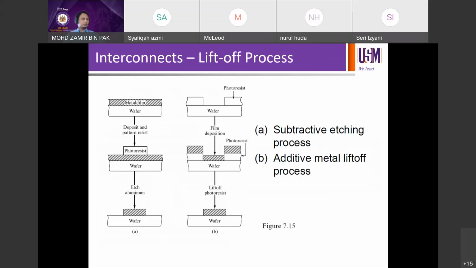Interconnects. For interconnects, some processes require lift off. Okay, lift off process. To be able to do this, you have two options. Looking at A on the left, you deposit metal on the wafer, and then you deposit and pattern the resist on the metal. So you define the metal to be patterned by using photoresist, and then you etch.